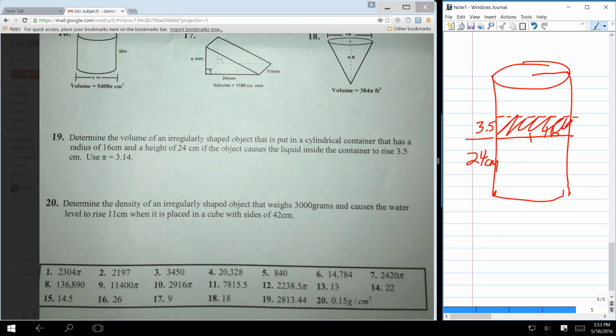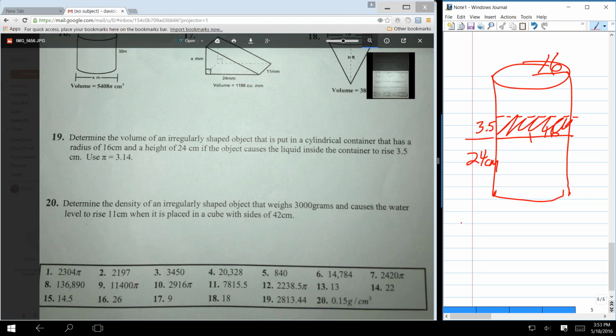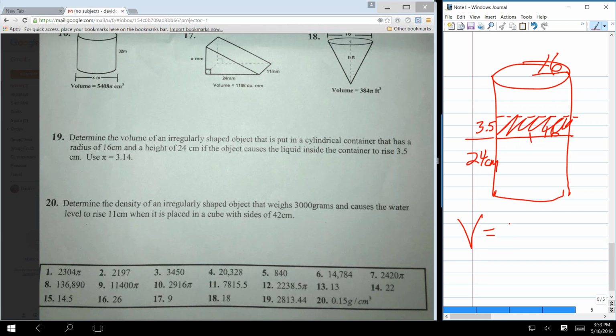So 3.5 times 24 times whatever the... No, the 24 actually doesn't come into it. What's the volume of a cylinder? What's the general equation for the volume of a cylinder? Base times height. Capital base times height, which translates for a cylinder into what? What's the capital base equal to? Pi r squared, times height, okay?